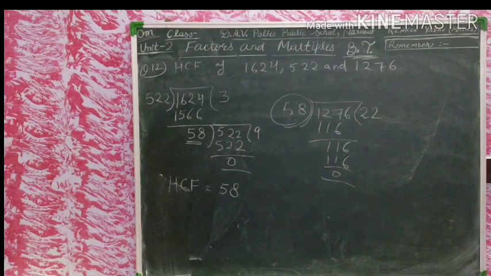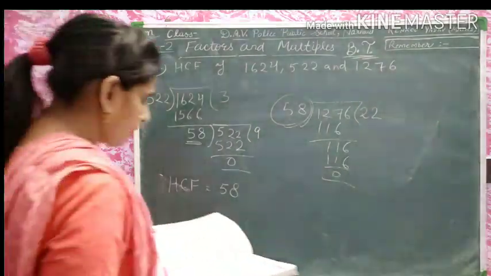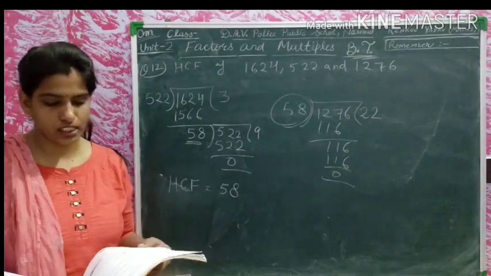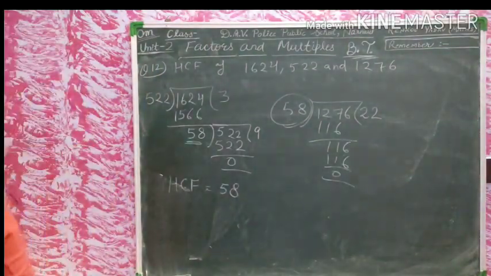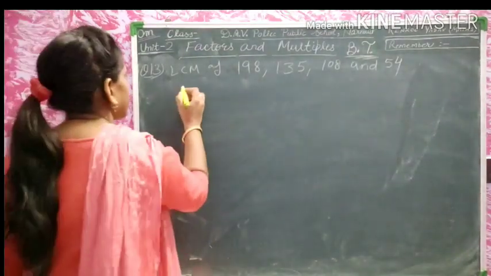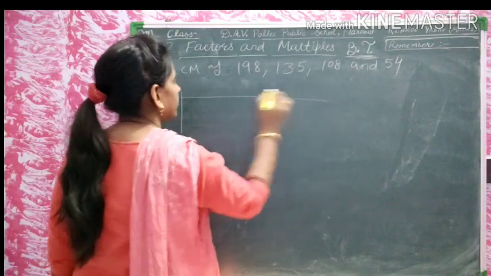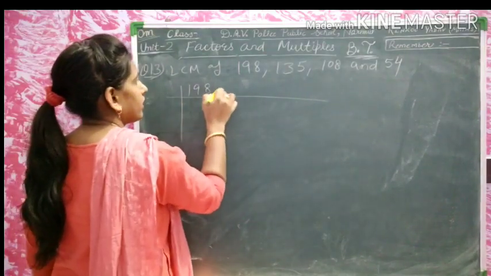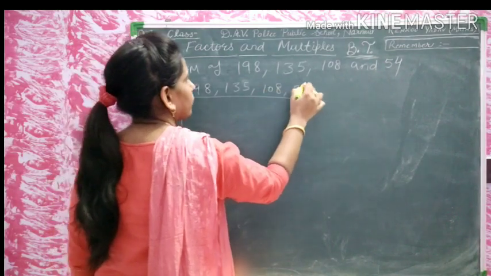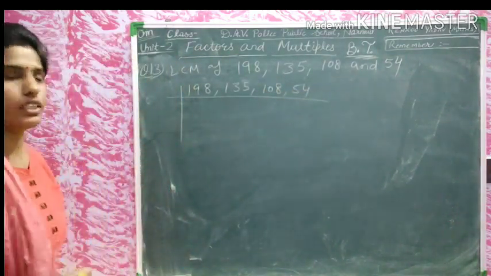There is question number 13. In question number 13, there are 4 given numbers and we have to find the LCM of the 4 numbers. Let's see. So students, we have to find the LCM by the long division method. There is 198, 135, 108 and 54. We have to find the LCM.